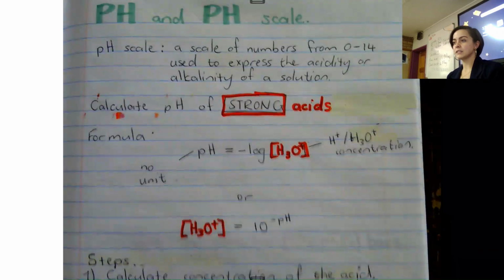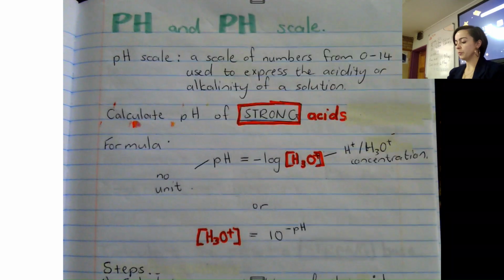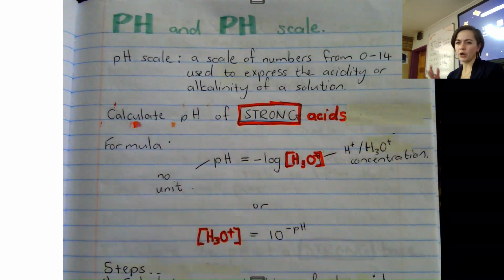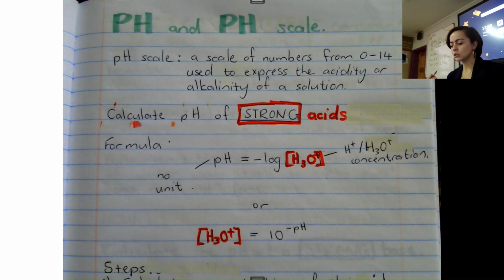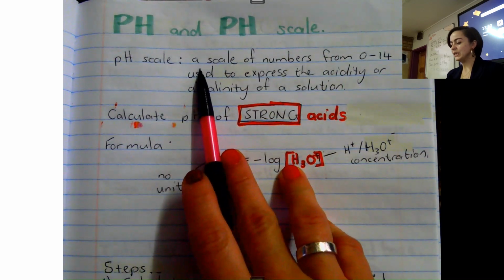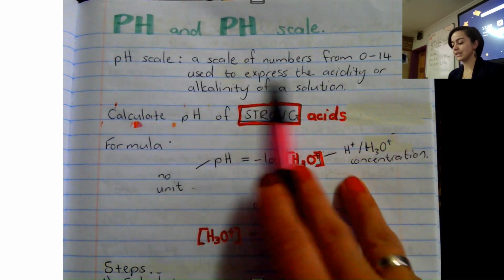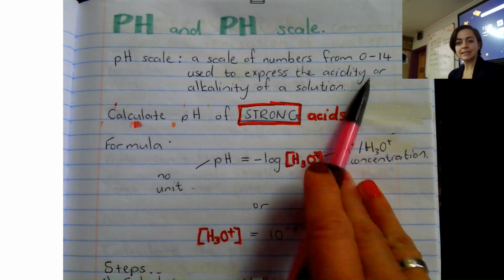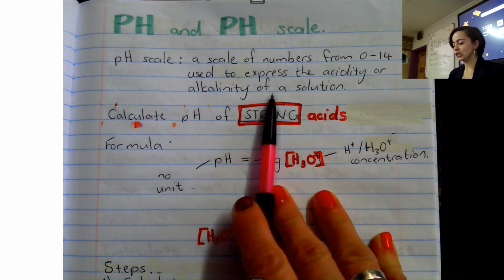Then our next part is pH and the pH scale. So what is the pH scale? Hopefully you guys know this at this stage. I know my baby that's 11 did it the other day in school as well, and my grade 9s as well. So this is just revision. It is a scale of numbers from 0 to 14 used to express the acidity or alkalinity, which is the same as saying base, of a solution.